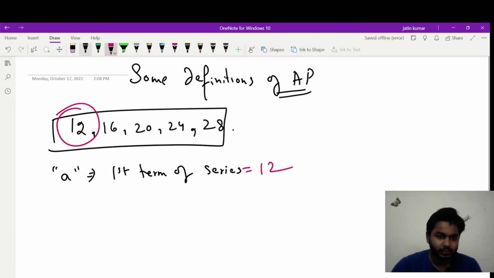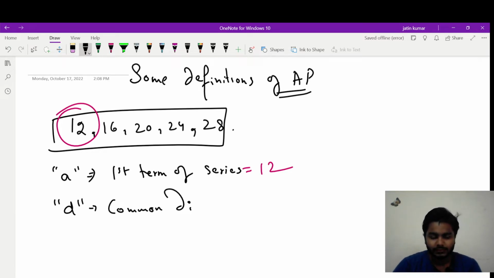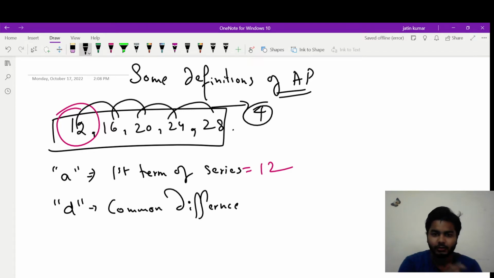Now the second definition is of D. D is called the common difference. What is the common difference? 16 minus 12, 20 minus 16, 24 minus 20 and 28 minus 24, all are 4. The difference between every two consecutive numbers is 4. So D is 4.